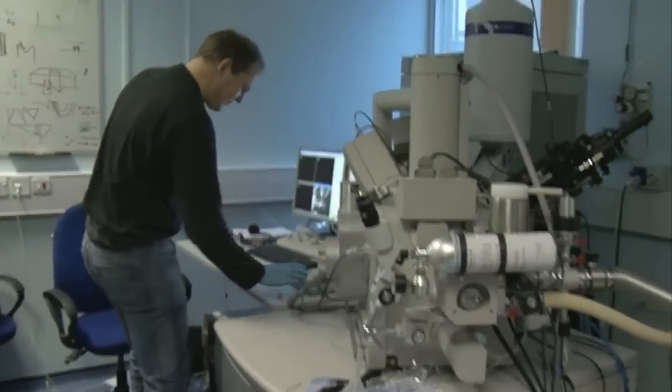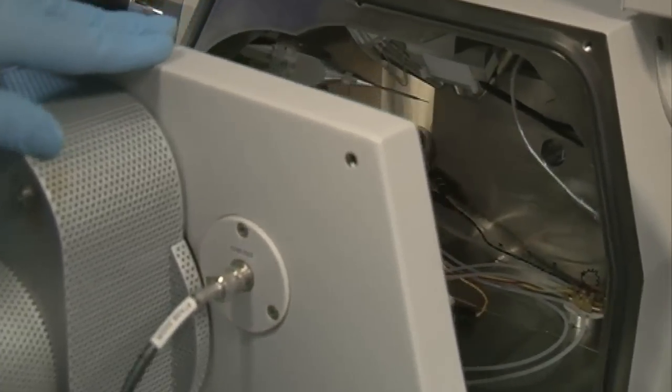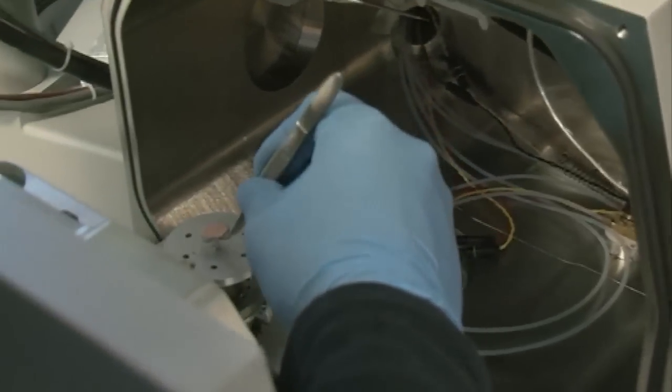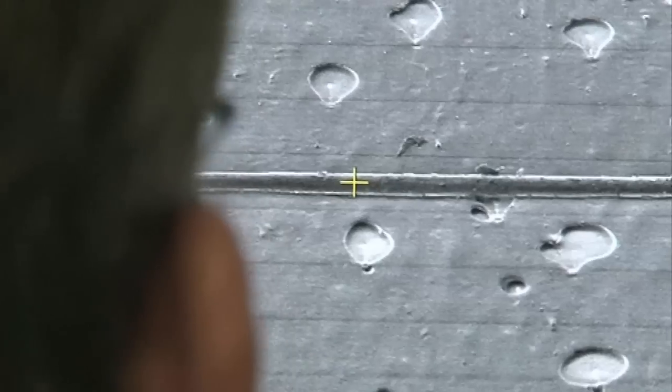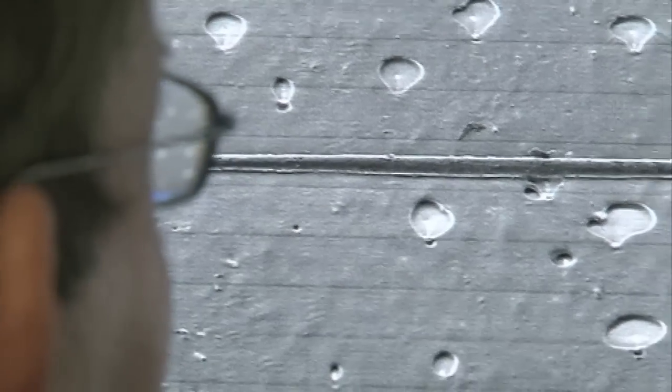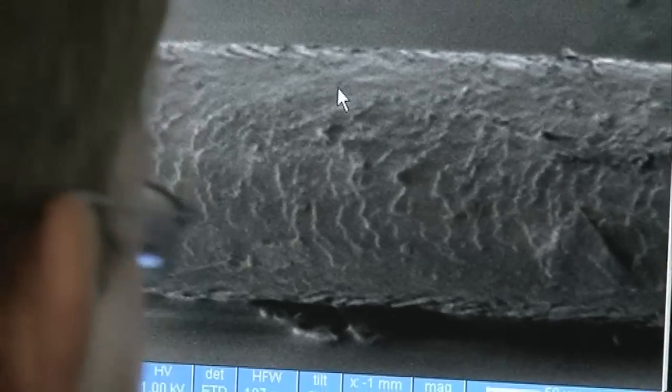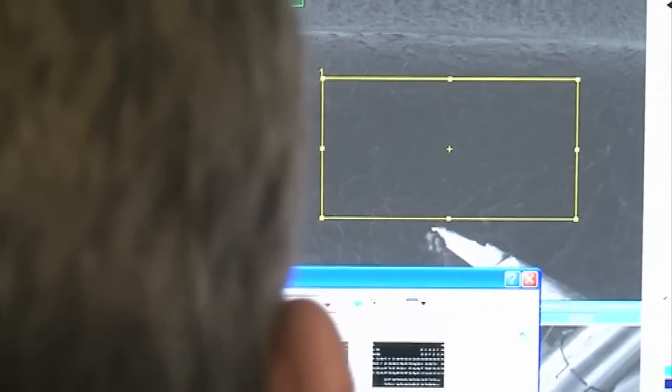So Mike is now putting my hair into a very sophisticated electron ion beam microscope. I don't think I've ever had any of my hairs put into a vacuum before. We're now ready to go. The electrons are starting. Mike's going to draw a picture in that yellow rectangle.